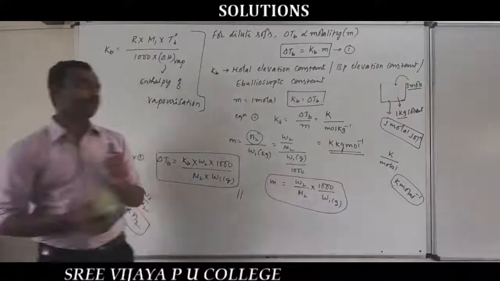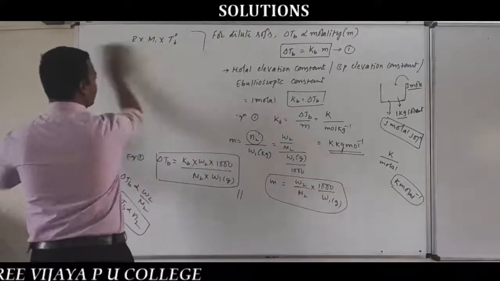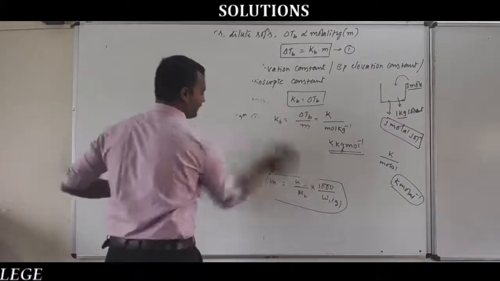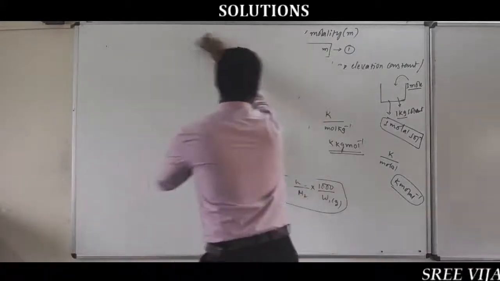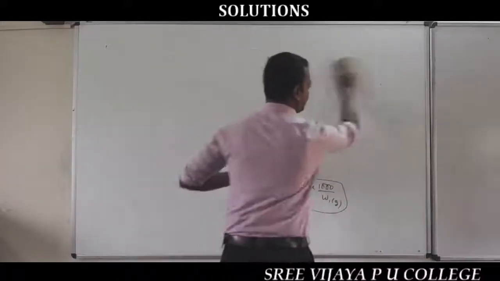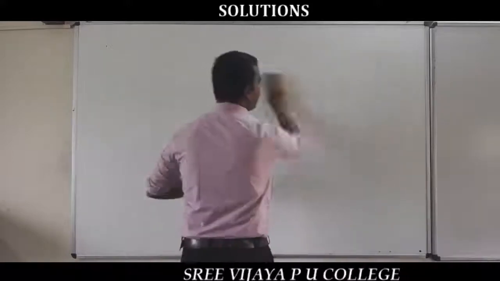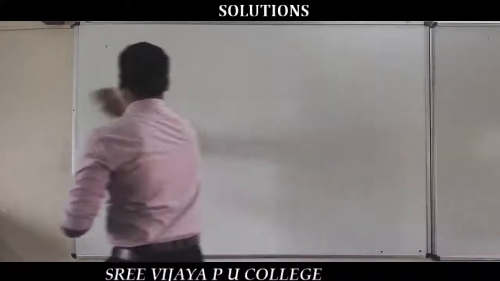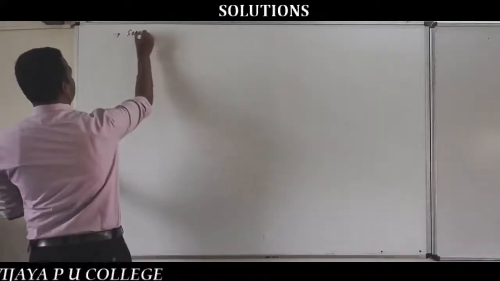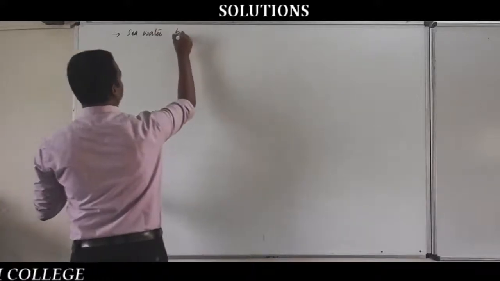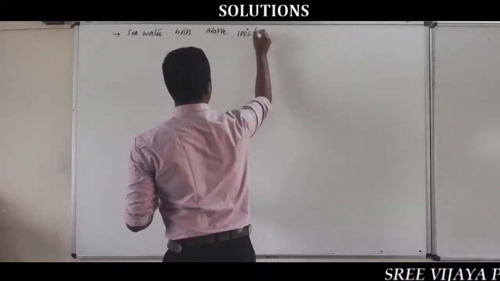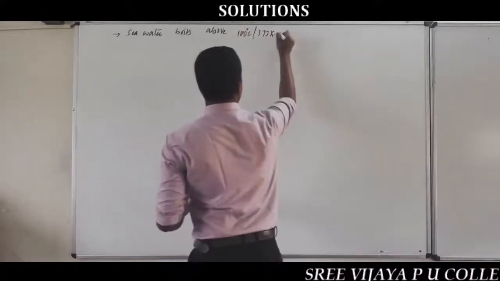Based on this, there are two important application questions. One is: seawater boils above 100 degrees Celsius or 373 Kelvin. Give reason. That is a very important question, based on elevation of boiling point of solvent. This is the first applied question.